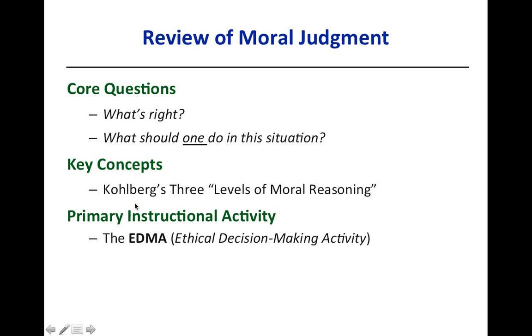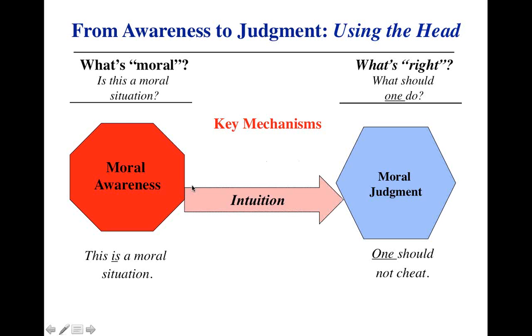And our theory here comes out of Kohlberg, or really post-Kohlbergian notions of levels of reasoning. We call them lenses as well. Kohlberg called them levels, but they're lenses. Levels and lenses are the ways we see an issue and reason through it. And the primary protocol then is the EDMA. So here we are, looking at our key mechanisms.